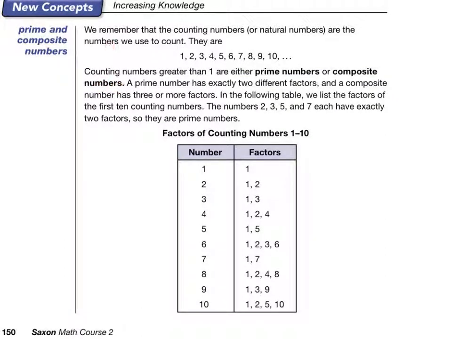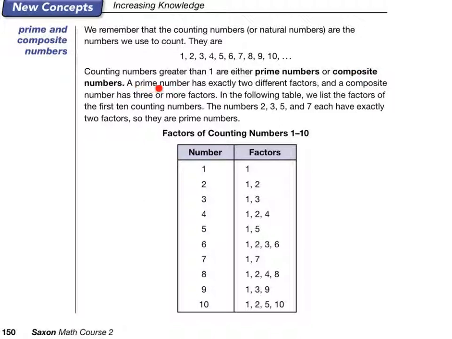First, let me just read to you. Remember that the counting numbers are the natural numbers and they start with 1 and go on and on forever, 1, 2, 3, 4, 5, and so on. The counting numbers are either prime or composite, and that's what we're going to talk about today, prime or composite.